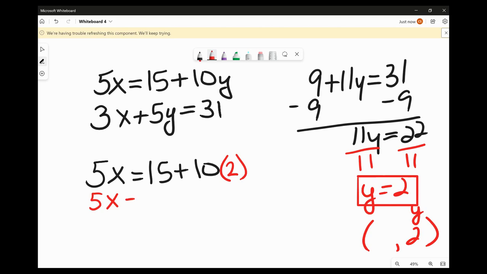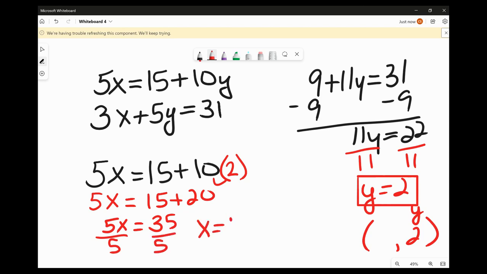So I have 5x equals 15 plus 20, because 10 times 2 is 20. And I have 35 equals 5x. Divide both sides by 5, and I get my x value to equal 7. And that is the solution to that system. And that's as hard as it gets, really, as far as solving systems of equations through substitution.